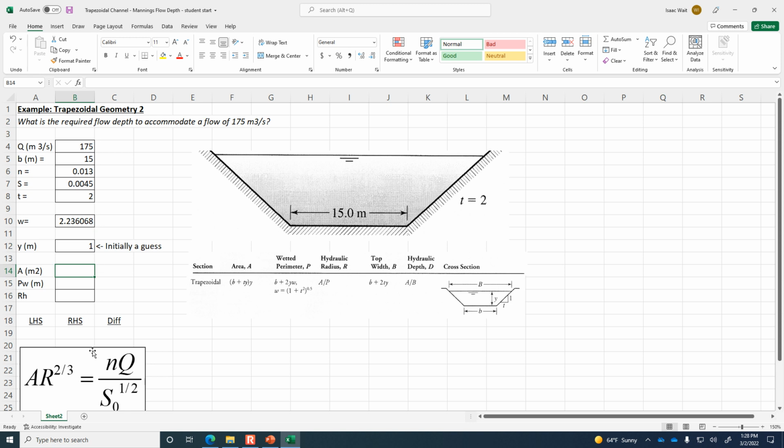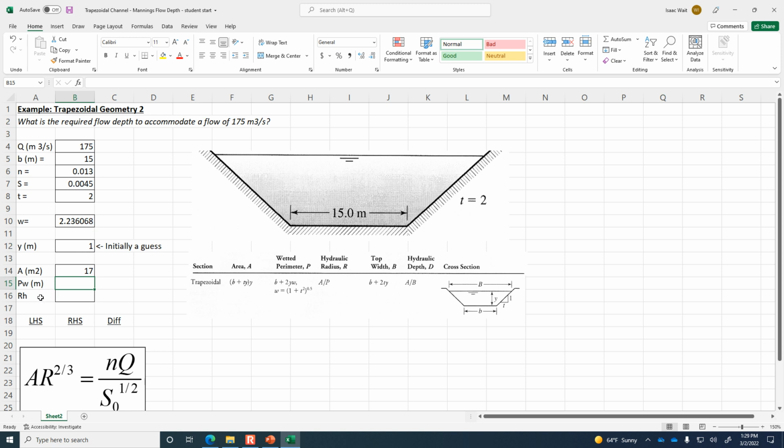All right, so if the flow depth is 1 meter, then we need to find out what the area would be. So here we can use this formula to tell us the area if the depth is 1 meter. So area equals parentheses b plus t y, times y. So here's b plus t times y, and then close the parentheses and multiply it by y again. Okay, so if the depth is 1, then the area would be 17 square meters.